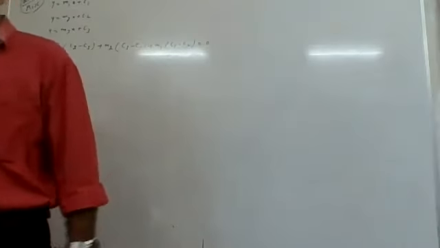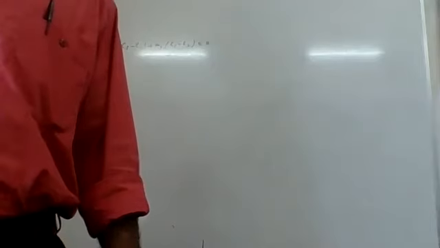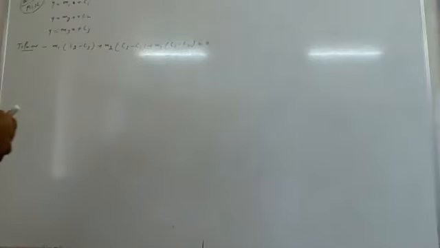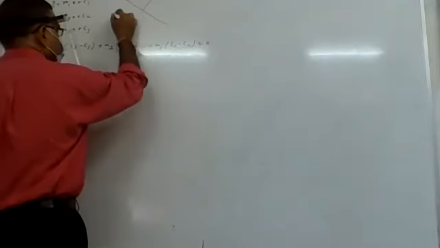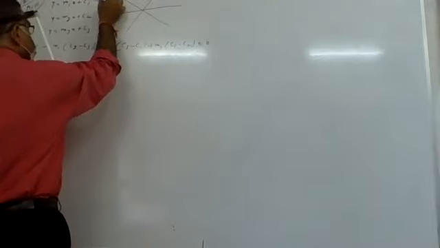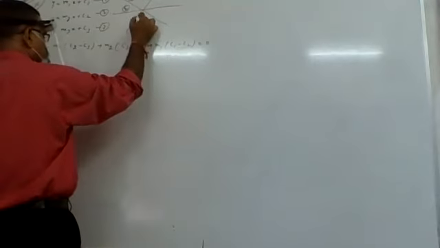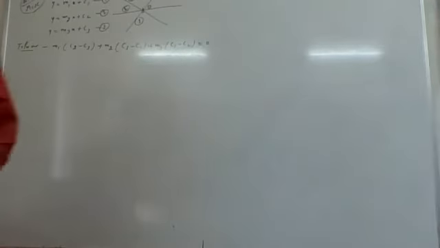Now, in the example also, I told you when the 3 lines are concurrent, that means they pass through a common point. So the situation is like this. Let it be equation 1, equation 2, equation 3. This is line 1, this is line 2, this is line 3. This is the common point O through which these 3 lines pass.